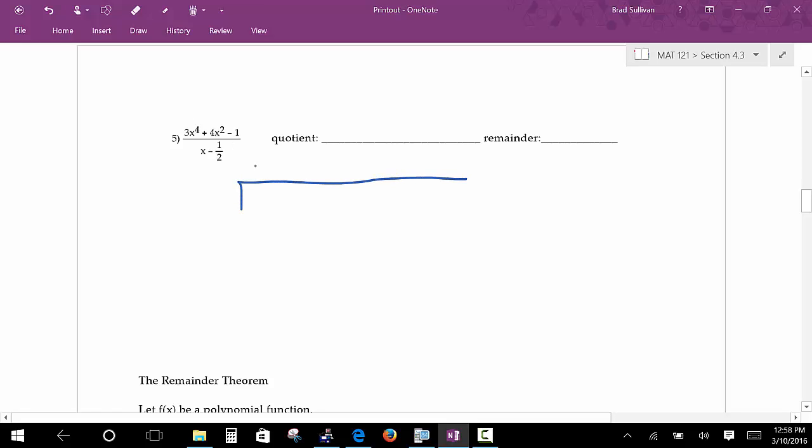All right, so this one, the highest power is x to the fourth. You need to have an x to the third, an x to the second, an x to the first, and a constant term. You need to make sure that you have a placeholder for every single thing. All right, so the coefficient of the x to the fourth is 3. You do not have an x to the third, so what do? 0. A 0. Then you have a 4 for the x to the second. You do not have an x to the first, put a 0, but you do have a constant term.